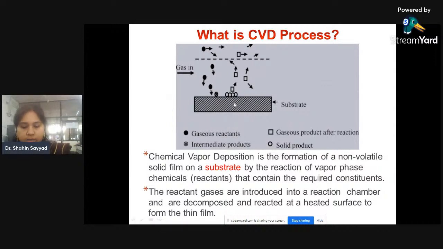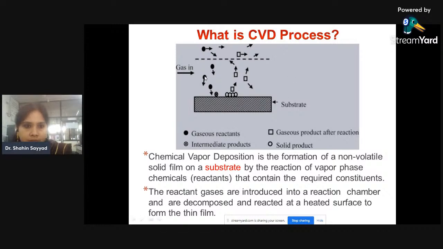In the CVD process, there is a transportation of reactant which is in the vapor or gas form. जो आपके reactant है it is in the form of a vapor or gas towards the substrate. ये आपका substrate है, ये gas in है, इसमें से आपको क्या करना है, आपको जो reactant है either it is in the form of vapor or gas है, इसको आपको इस substrate पे deposit करना है या transport करना है. Okay, and this substrate will be kept at higher temperature. Substrate किस पे रहेगा, higher temperature.